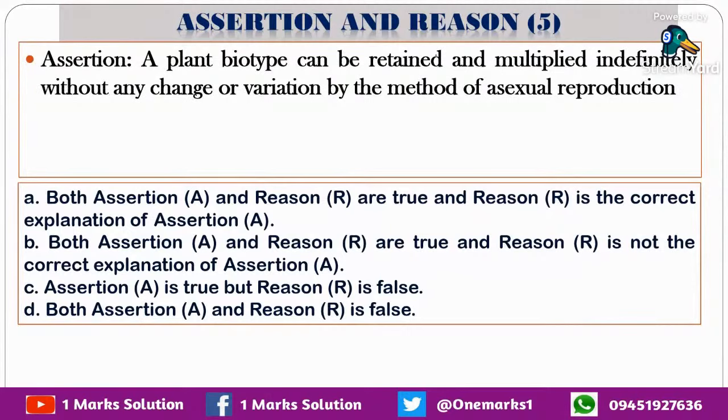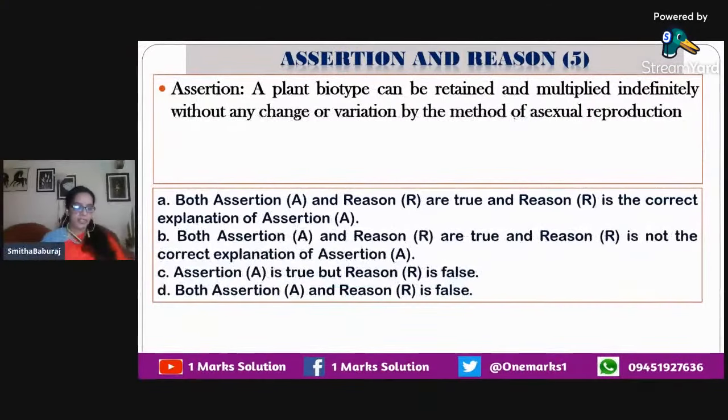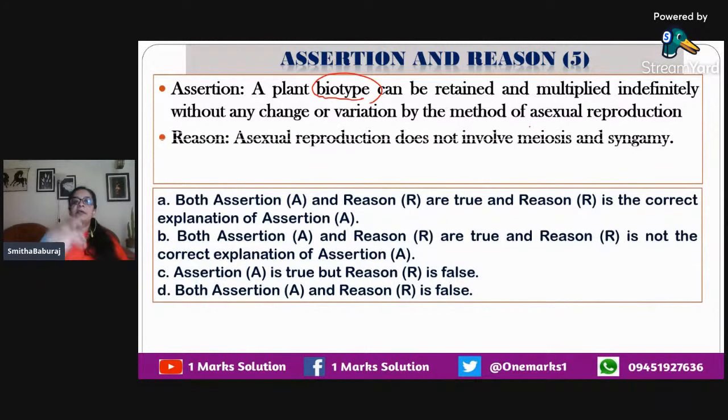Okay. Now let us see the fifth question of the same chapter. Assertion: a plant biotype can be retained and multiplied indefinitely without any change or variation by the method of asexual reproduction. Okay, let us see what is biotype here. When we say biotype, what is that? The same kind of group of organisms having the same genetic pattern, isn't it? That is biotype. So this is very correct. Statement is true. Now the reason: asexual reproduction does not involve meiosis and syngamy. No meiosis, no syngamy here. This statement is also true.